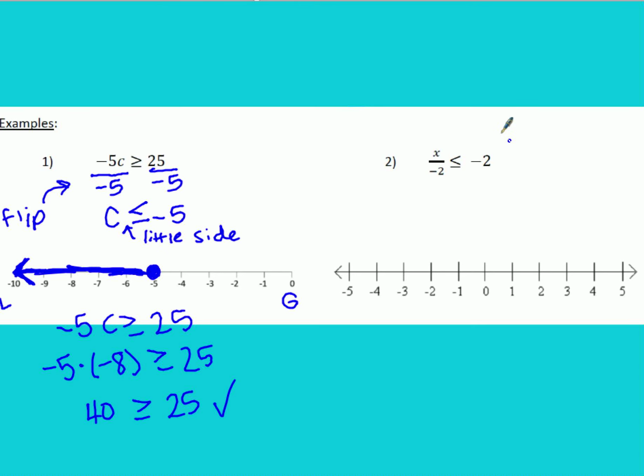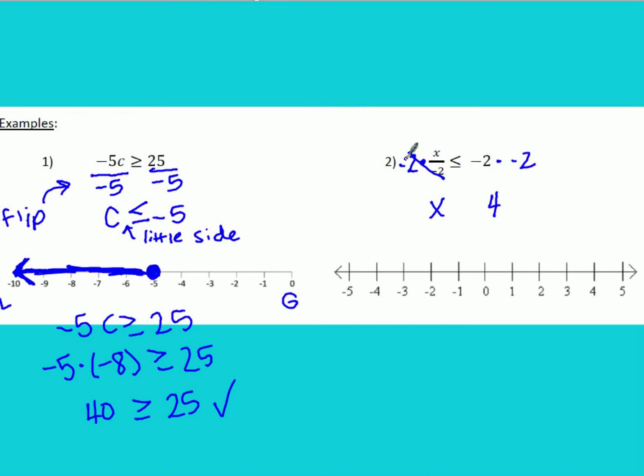Now let's try the next one. We have x is being divided by negative 2, less than or equal to negative 2. So right now x is being divided by a negative 2. We're going to do the opposite and multiply by negative 2 on both sides. When we do this, our multiplying and dividing are going to cancel each other out, so we're just left with x. Negative 2 times negative 2 is 4.